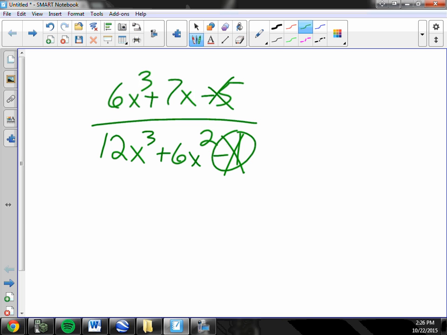In the middle of the graph, it's going to make some changes. But if I start plugging in 10 billion, 10 billion to the third is so much bigger than 7 times 10 billion, I can forget about that too. Same thing with this. And basically, the whole problem simplifies down to 6/12, which is 1/2. So if the degree of the bottom matches the degree of the top, your horizontal asymptote will be found at the ratio of the two coefficients.